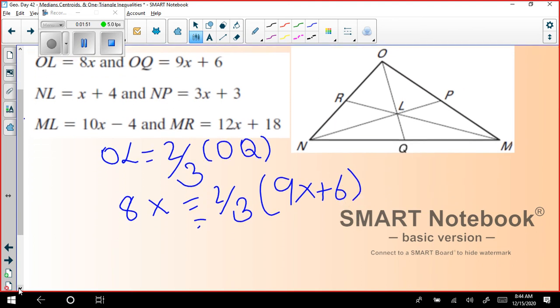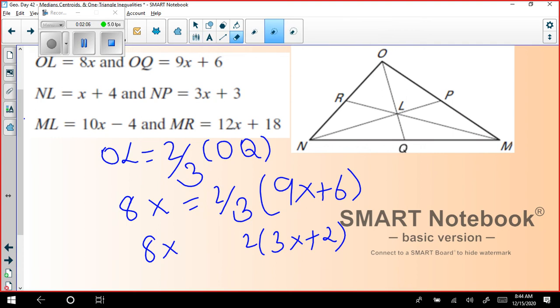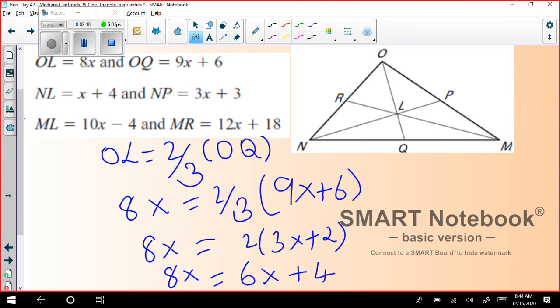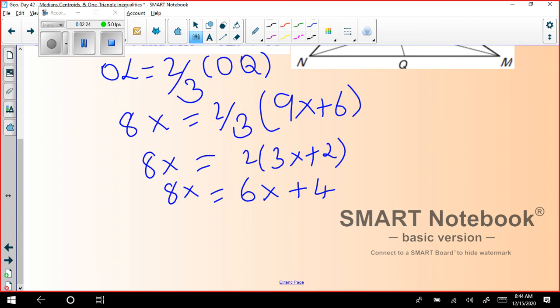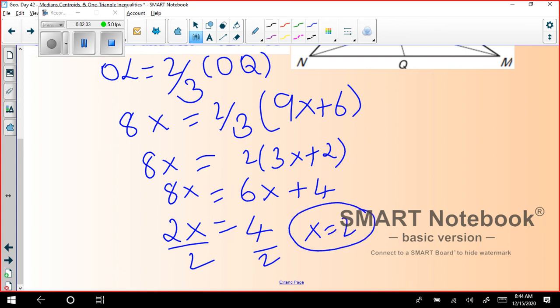So further, if I simplify that, 9 divided by 3 is 3, so I'll have 3x inside, and 6 divided by 3 is 2. 8x equals 2 times 3x plus 2. So further, 2 times 3x is 6x, and 2 times 2 is 4. Subtracting 6x from both sides, I'll have 2x equals 4, and dividing by 2 on both sides, I get x equals 2. Okay, that was for the first one.